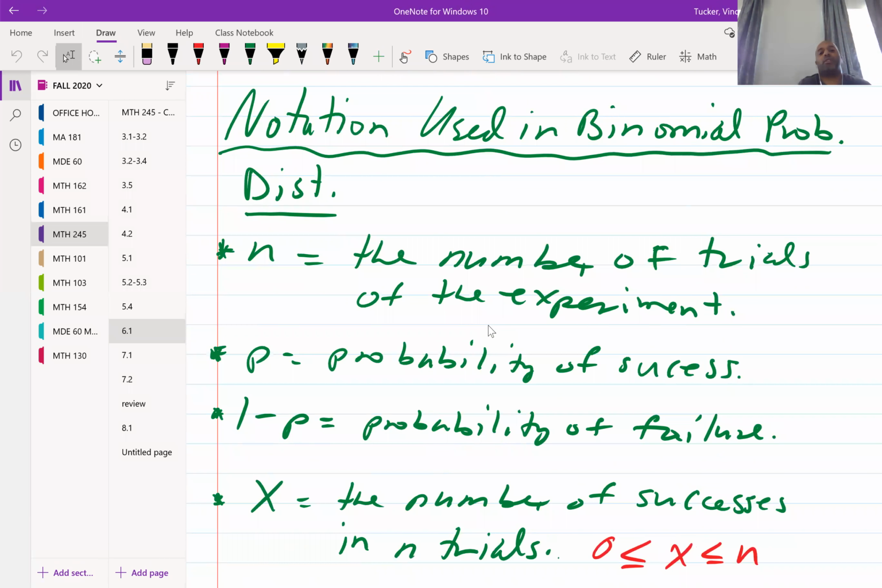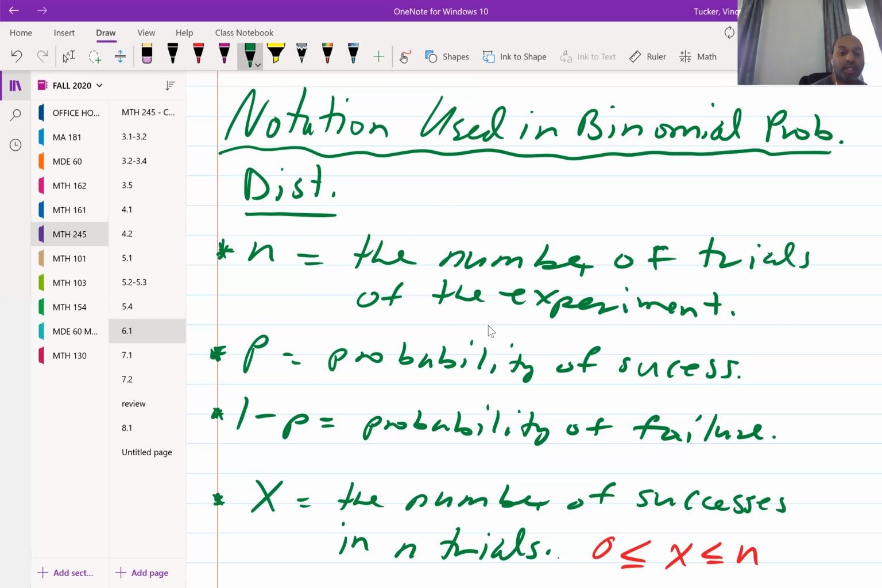All right. So notation that's used in a binomial probability distribution. N is going to be the number of trials of the experiment. P is the probability of success. 1 minus P is the probability of failure. So if you have the probability of success, subtract it from 1, and that'll be the probability of failure.